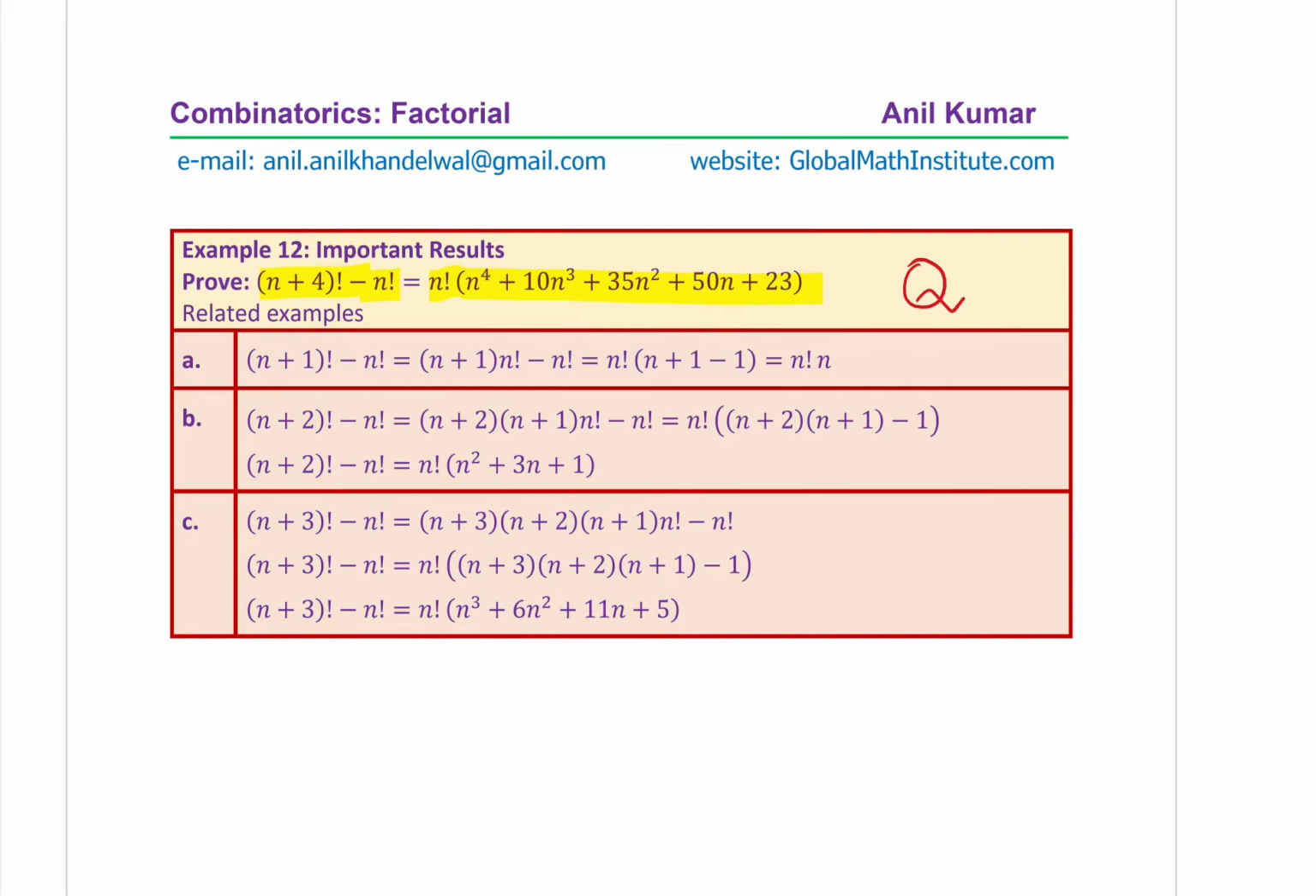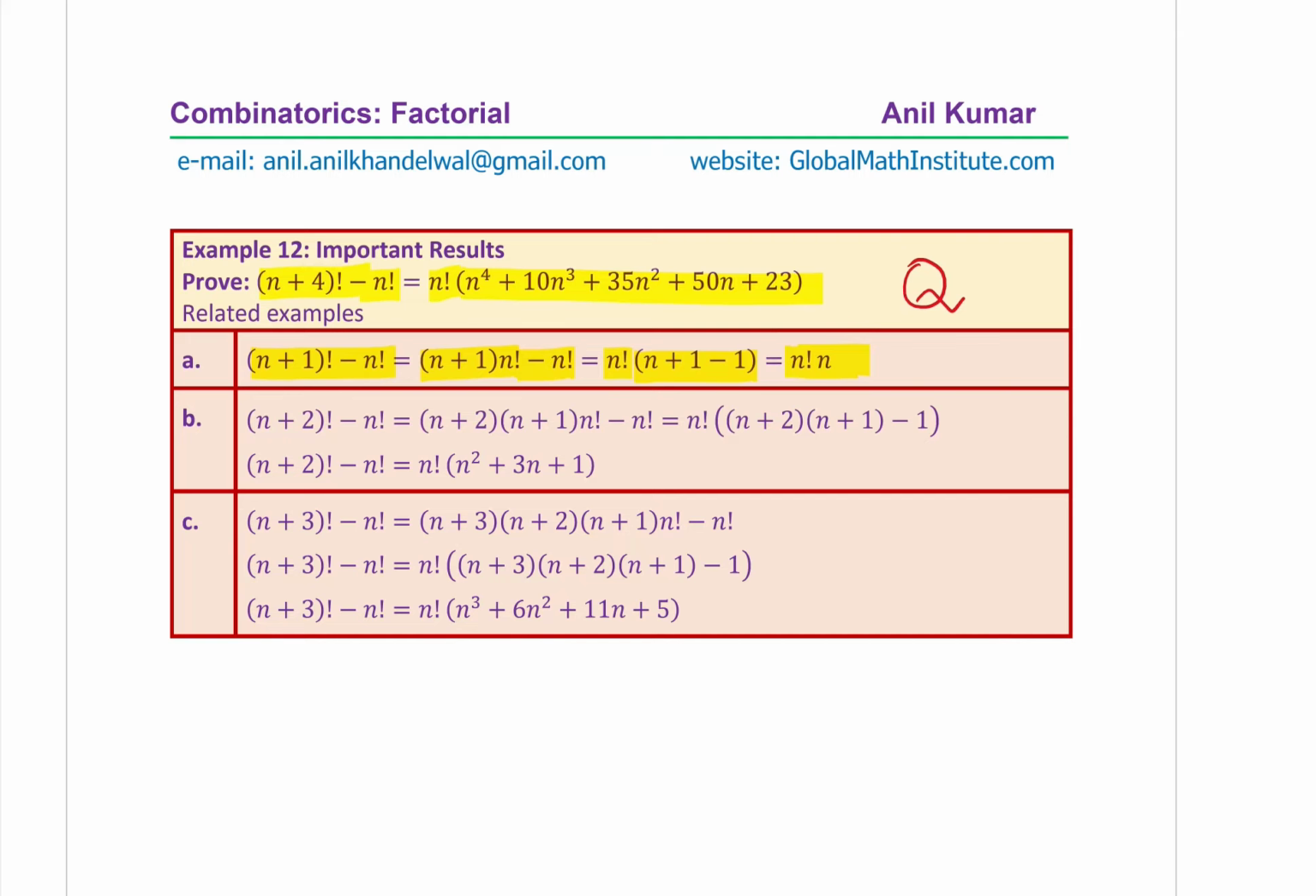So I began with n plus 1 factorial minus n factorial, where n plus 1 factorial, as you know, can be split and written as a product of n plus 1 times n factorial, minus n factorial. You can take common n factorial and you get n plus 1 minus 1 in the brackets. Plus 1 and minus 1 cancel. You get n factorial times n as your answer. Okay, so that means n plus 1 factorial minus n factorial is n factorial times n. This could be your first rule, for example.